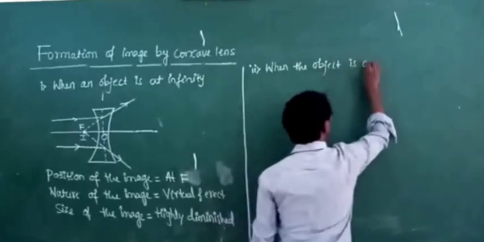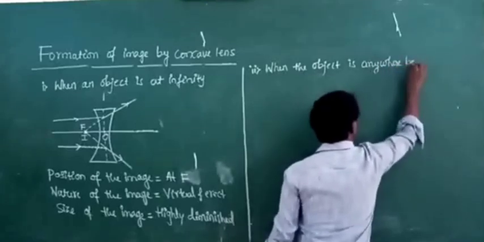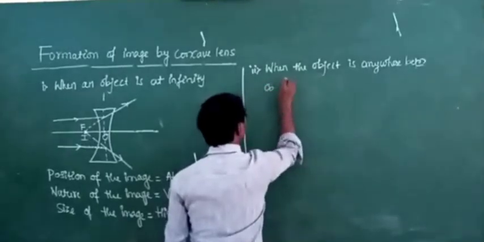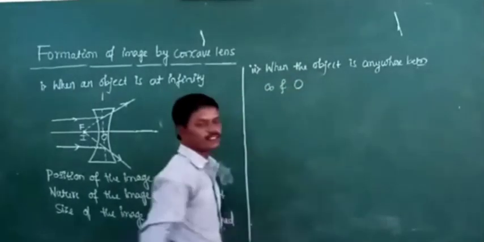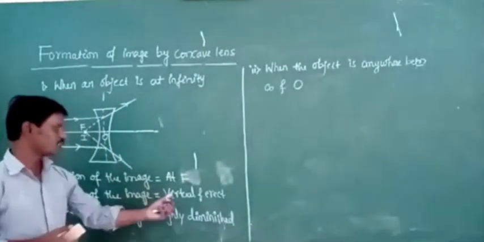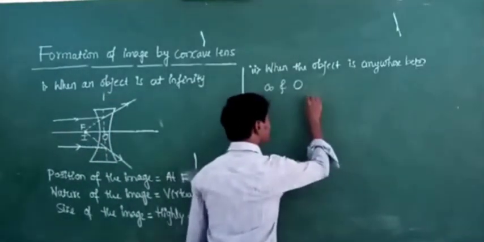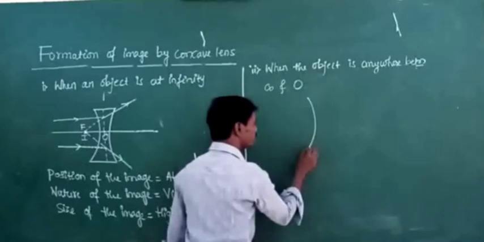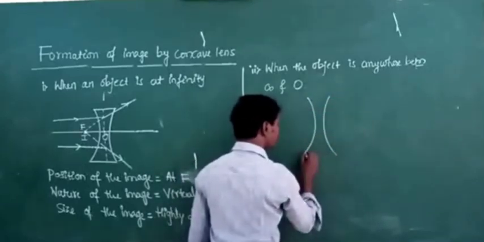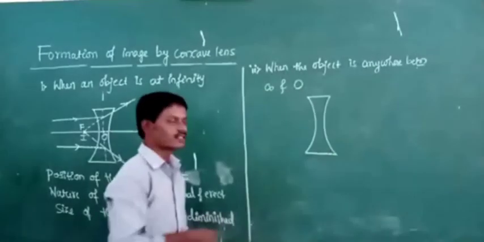Second case, when the object is anywhere between infinity and the optical center of the lens. Then we are going to find out what is the position of the image, what is the nature of the image, and what is the size of the image. Now let us draw the ray diagram for this one. Again, it is a concave lens, which is thin at the middle and thicker at the edges.